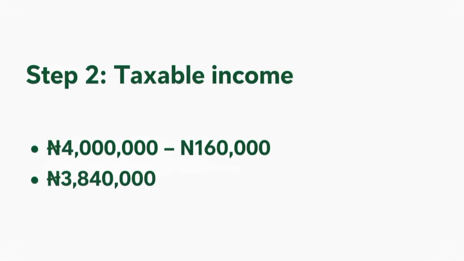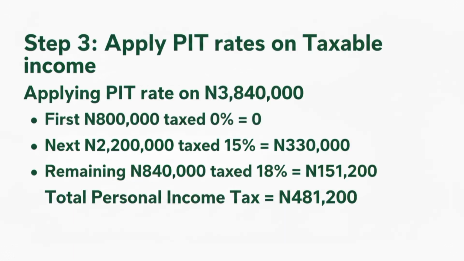Step 2. Calculate taxable income. 4 million annual income minus 160,000 rent relief equals 3,840,000. Step 3. Apply PIT rates on taxable income. Here, tax is calculated using the applicable income bands.